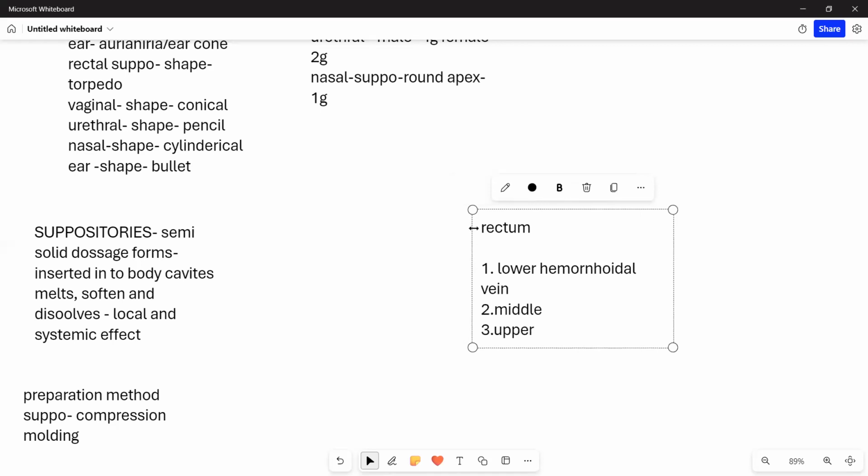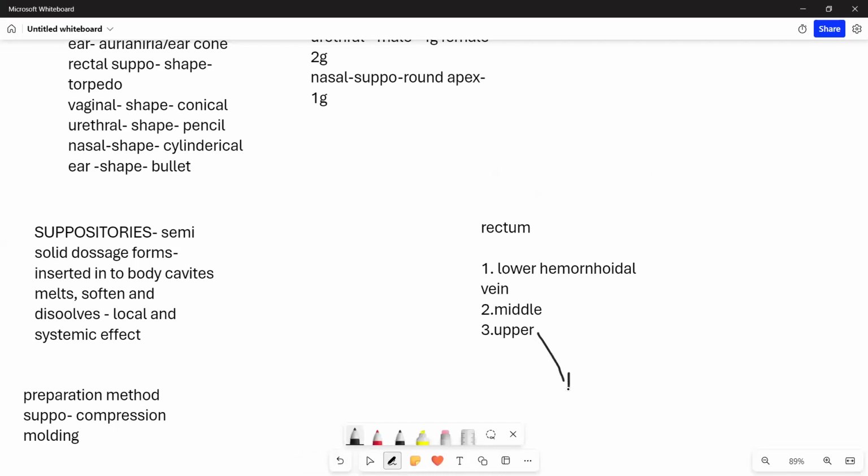So if the drug is absorbed by the lower and middle one, it will get directly into the systemic circulation, and if the drug gets absorbed by the upper one, then it will go through first pass effect. It will first go to the liver. So that's why whenever a drug is administered via the rectum, there is a partial first pass metabolism, because it is absorbed by the upper vein.